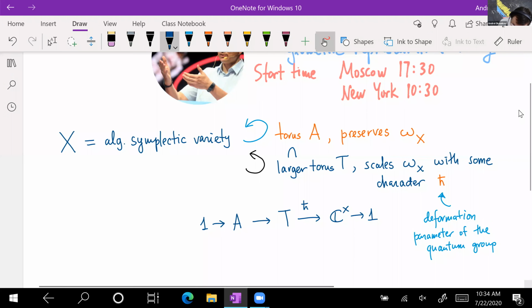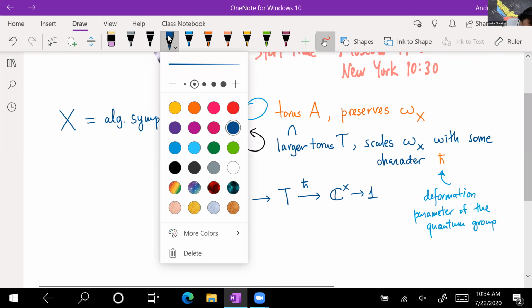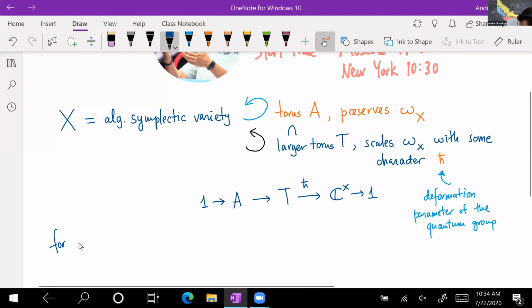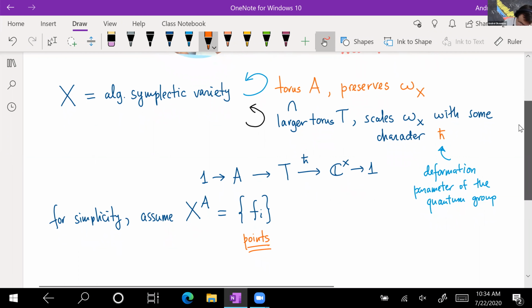And another simplifying assumption we would like to make: again, if you understand the construction in this case, you understand the construction in general. Let's assume, for simplicity, that the fixed locus is just a finite number of points. These are fixed points. In other words, the dimension of the fixed locus is 0.